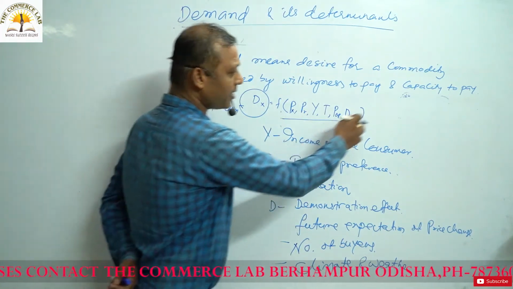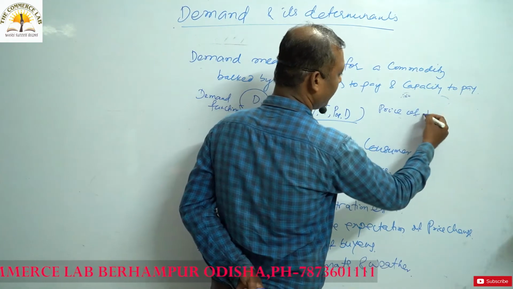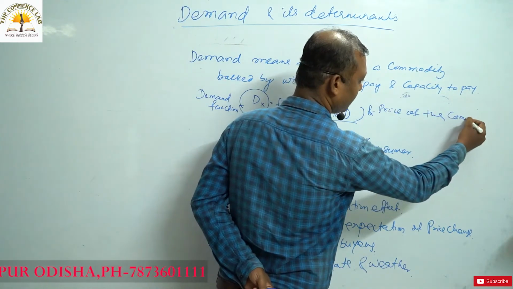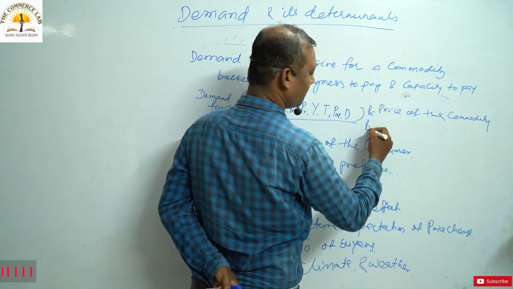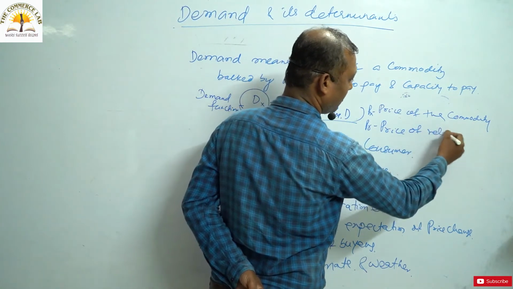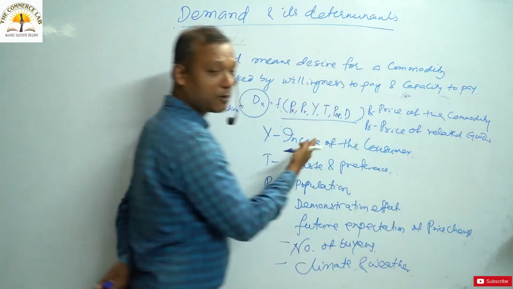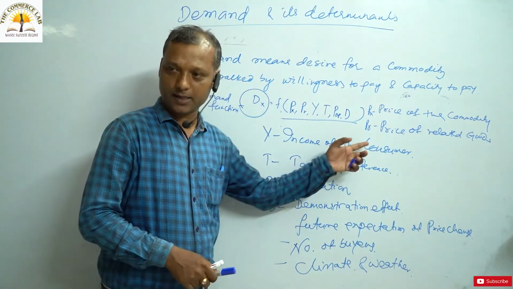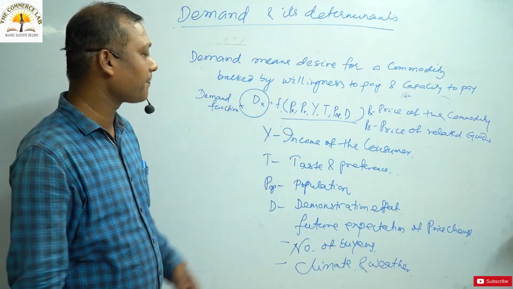Let me write the two points we have discussed. One, we have discussed the price of the commodity, PX, and we have discussed the price of related goods. Let's have a quick look at the points that we have discussed for a long time. We will discuss that very quickly.